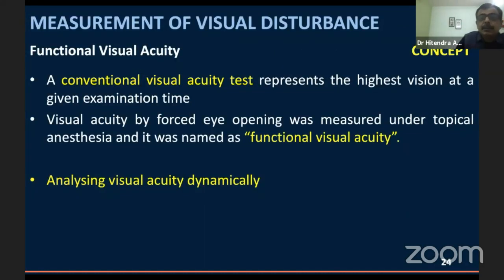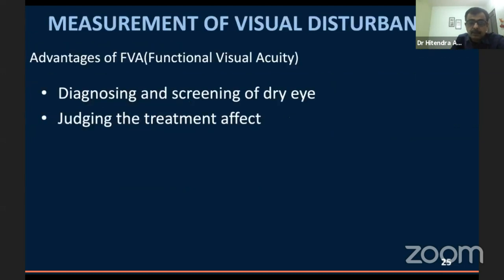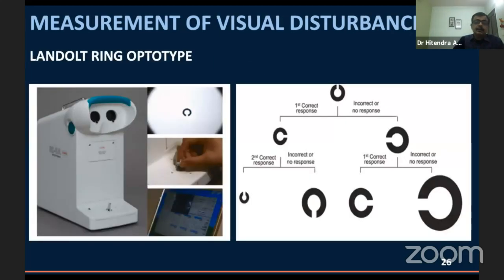And there is this new concept of functional visual acuity. Basically, what they are trying to tell is that visual acuity by forced eye opening was measured under topical anesthesia, and it was named functional visual acuity, whereas the conventional visual acuity represents the highest vision at a given examination time. What are the advantages? The advantages are diagnosis and screening of the dry eye, and judging the treatment effect. How is this done? This is the instrument by which it is done.